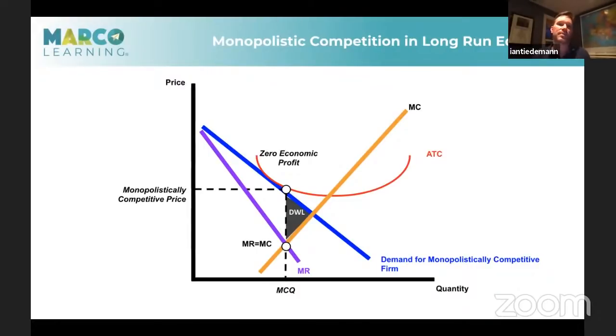There is, in fact, deadweight loss because they are also a price maker. And people will say, why? What is different about monopolistically competitive versus monopoly? They serve the demand specifically for their branded version of something. So this is not the demand for the entire market of an entire thing.